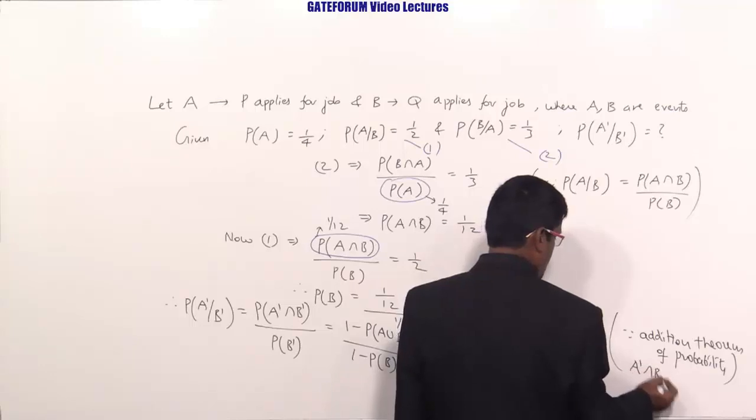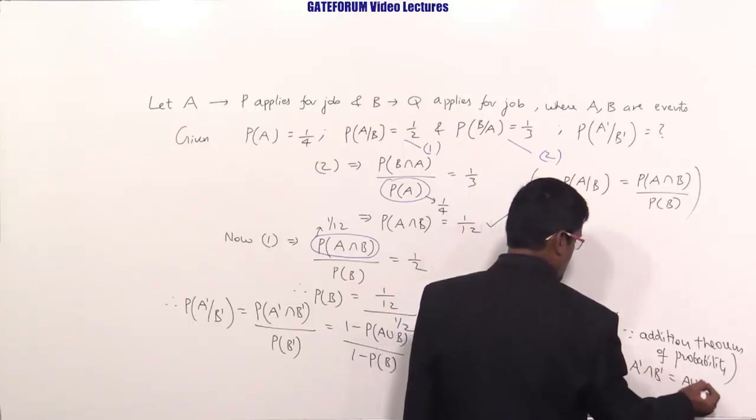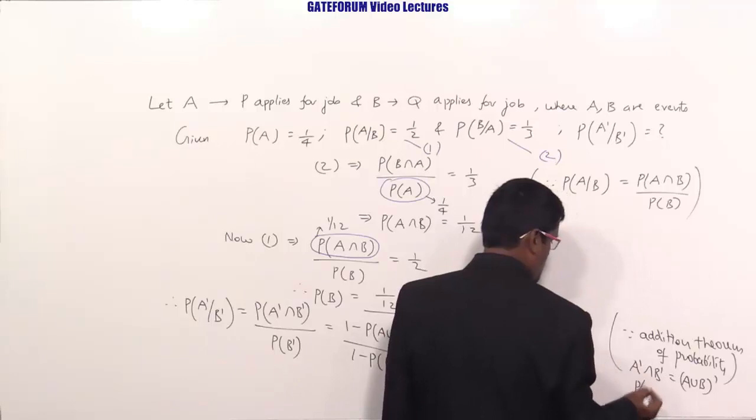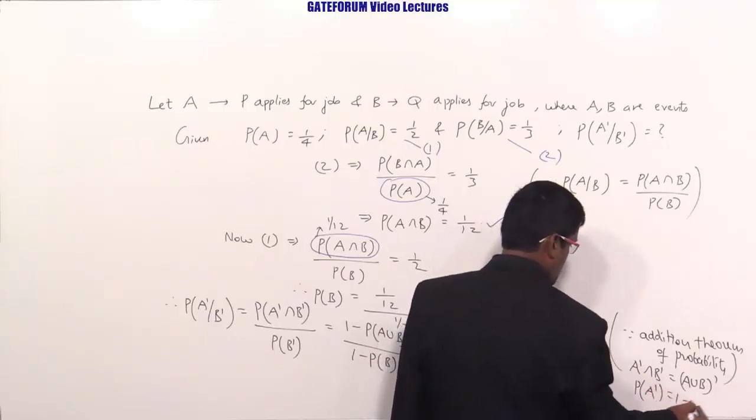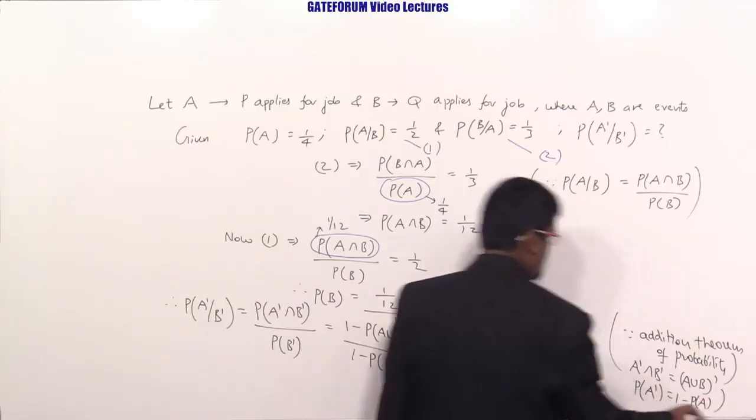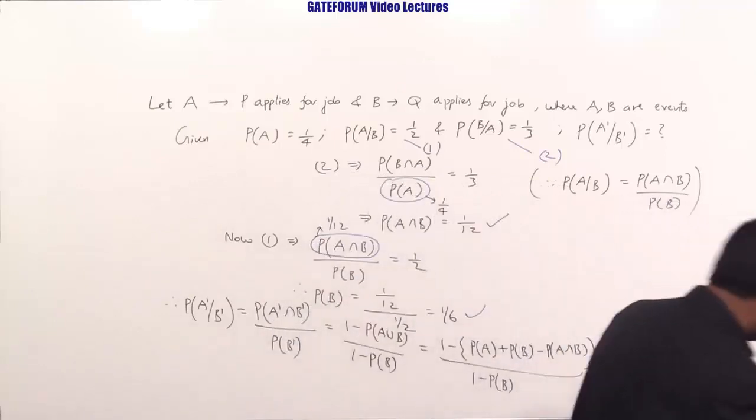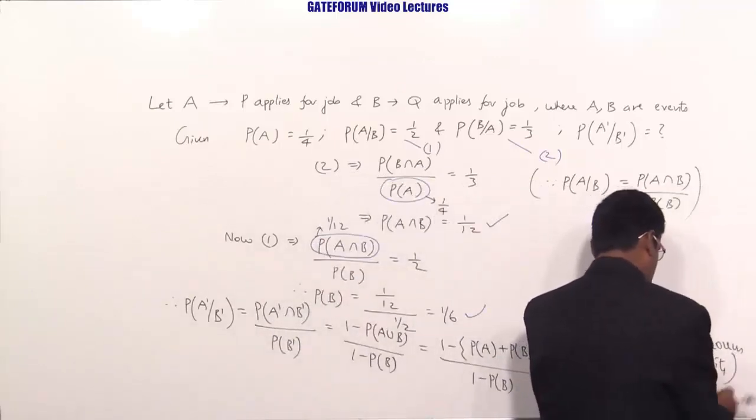A dash intersection B dash is equal to A union B whole dash. Next, probability of A dash is nothing but 1 minus probability of A. These are the events we have applied here. These are the formulas or conditions.